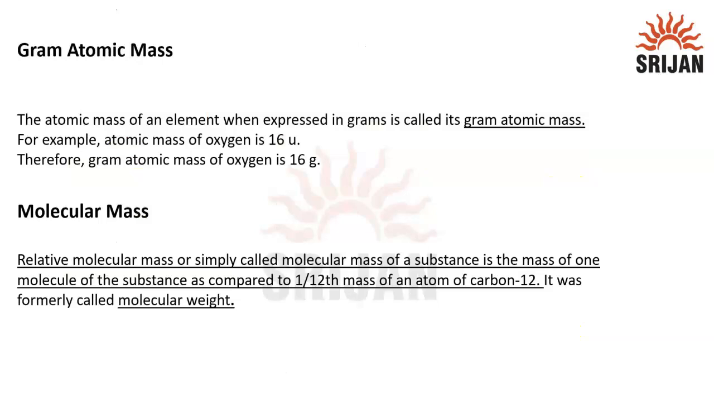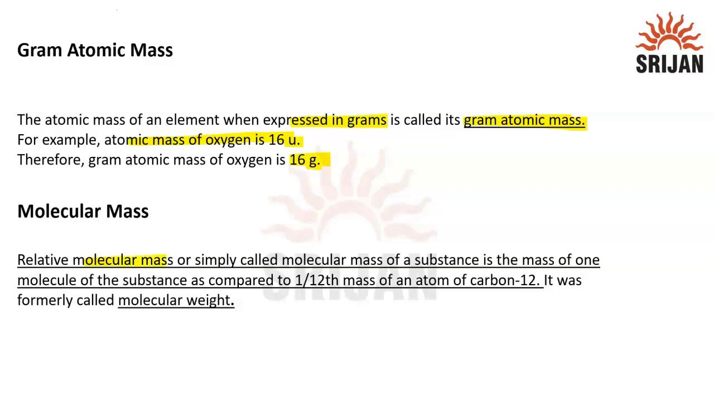So the atomic mass of an element when expressed in gram is called its gram atomic mass. Now for example, atomic mass of oxygen is 16 u, simple. Similarly, its gram atomic mass is 16 gram. We just need to change the unit. We will change u with g.